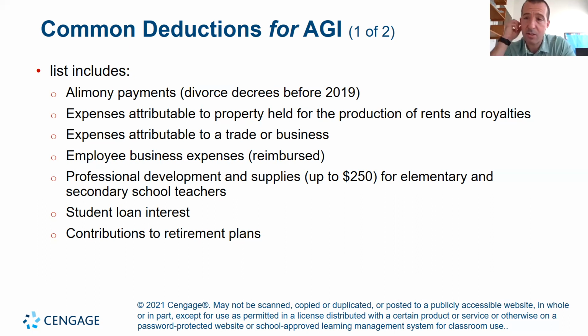Other common ones would be student loan interest. So you're allowed to deduct your student loan interest before you calculate the adjusted gross income, above the line. You're also allowed to deduct any contributions to a retirement plan. So all your 401ks, 403bs, you're allowed to deduct as above the line deductions.